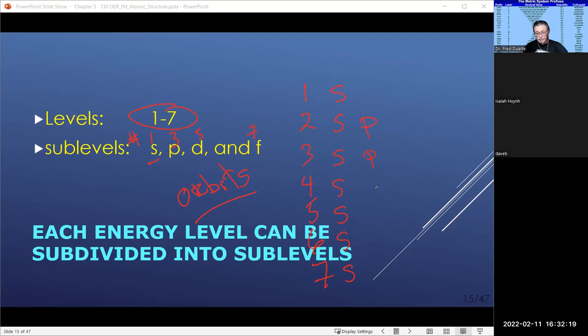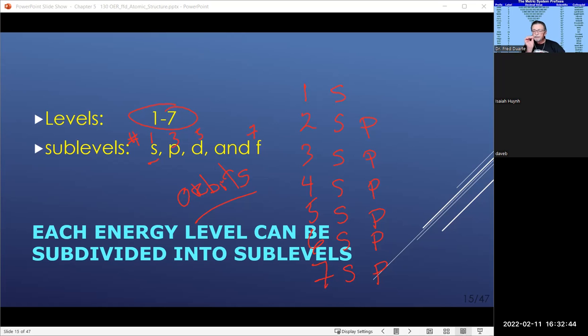So you got the 2P, the 3P, the 4P, the 5P, the 6P, and the 7P. All right. And again, the only difference between the 2P and the 3P orbits is the 3P orbits are bigger. That's it, because it's second energy level.